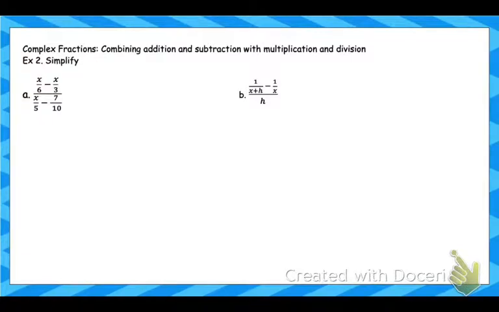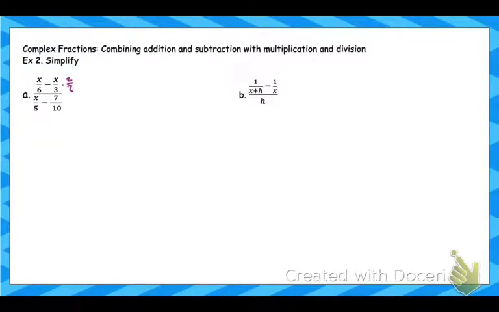So what we're going to do here is we're going to simplify our numerator, and then we're going to simplify our denominator. And we're going to do those separately first. So my first step here is I'm going to simplify my numerator. All right, well, I'm going to get a common denominator. So that common denominator is 6.